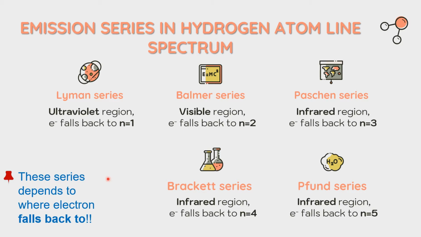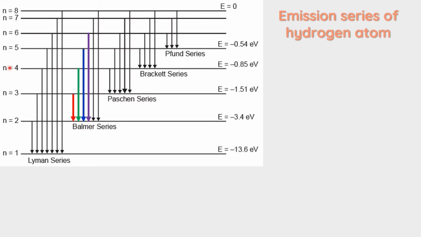So, what is the most important point for this series is you must be able to identify where electron falls back to. Because by knowing where electron falls back to, you can identify the series of this emission. These are the examples of the energy level diagram for emission series. And it is very important for you to know where the electron falls back to in each of these series. If it is Lyman, electron must fall back to N1. For Balmer, electron from any high energy level must fall back to N2. For Paschen, electron from any high energy level must fall back to N3 and etc.